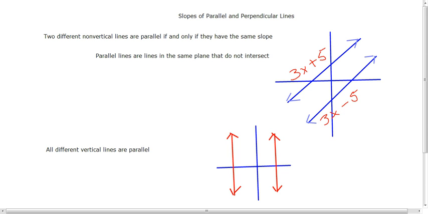So if we keep that in mind as we work through these problems, it will be pretty easy to identify if two lines are parallel, and we'll come to perpendicular a little bit later. So with this, let's go to the next section and work some problems. See you there.